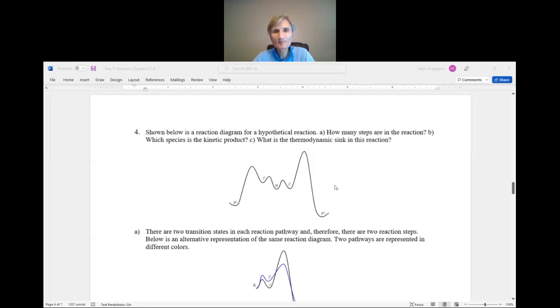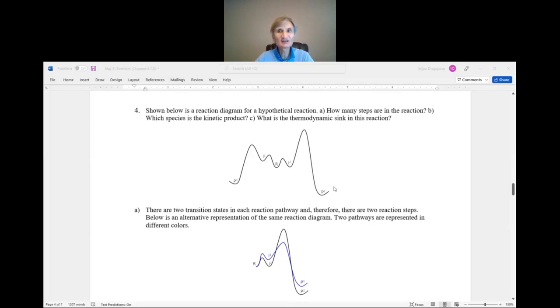So 4, shown below is a reaction diagram for a hypothetical reaction. How many steps are in the reaction? That's question A. B, which species is the kinetic product? And C, what is the thermodynamic sink of the reaction? So those are a little bit more advanced concepts of chapter 6. Those are the ones at the end of chapter 6. So let's look at A. How many steps are in the reaction?